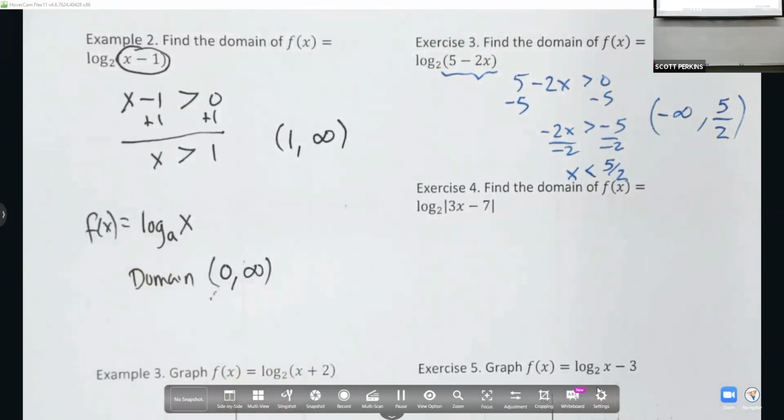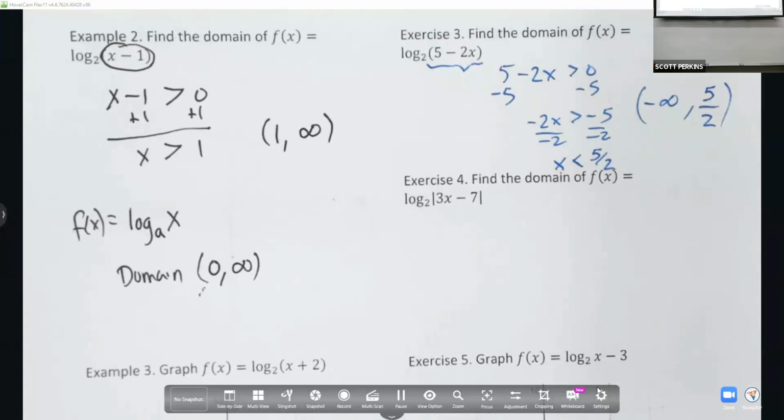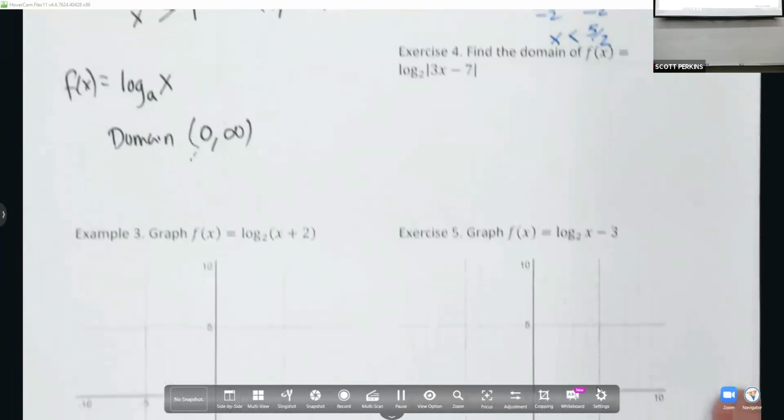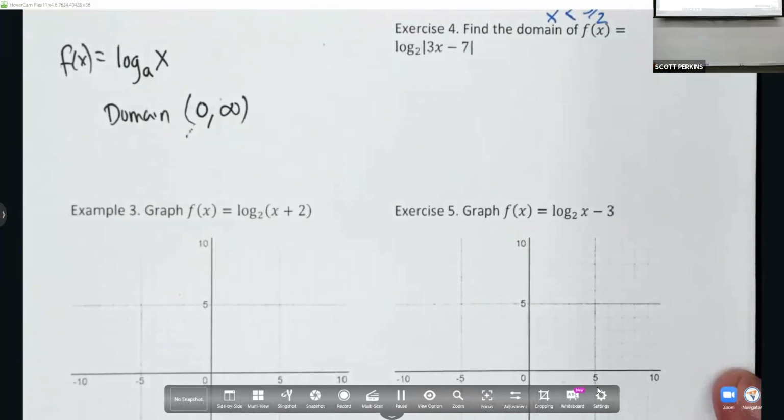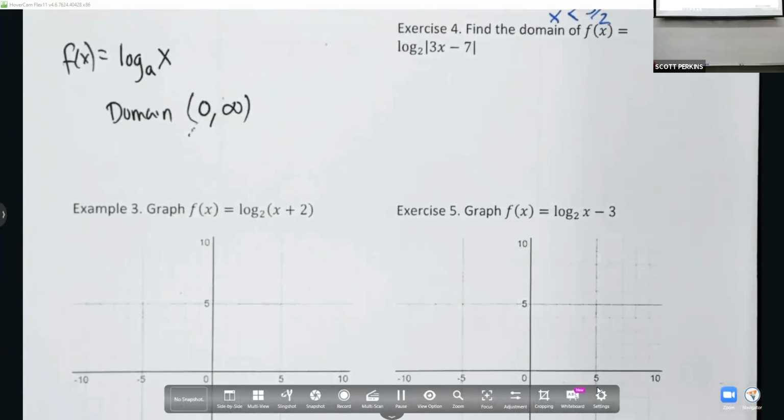Now I will forewarn you, the next one is a difficult problem, okay? I did not want to just make you regret coming to class today with easy problems. So I'm going to give you a little extra time. This time we've got the function log base 2 of the absolute value of 3x minus 7. So it's an absolute value problem. Blast from the past. Give it a try, please.